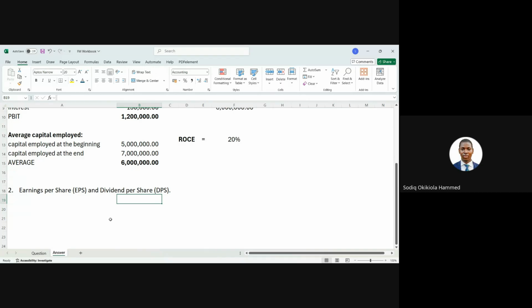So let's move to earning per share and dividend per share. We have explained earning per share and dividend per share, so what's important now is the formula. Our formula, and all these formulas, are not something you just have to memorize. You just need to understand the concepts, and anytime you need it, everything will come. So let's start with our earning per share. Let me paste the formula somewhere here.